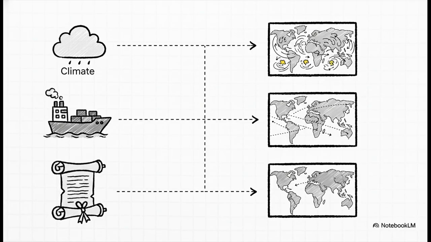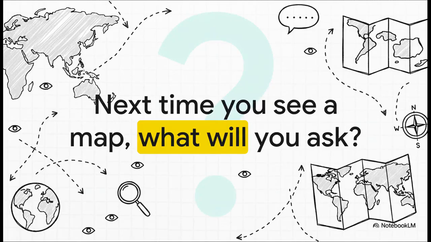So the key, really, is understanding what question you're trying to answer. Want to study climate? You need one kind of map. Want to follow the money in global trade? You need a completely different one. See? The right map is the one that fits your question. It's all about perspective. So, I'm going to leave you with a little challenge.